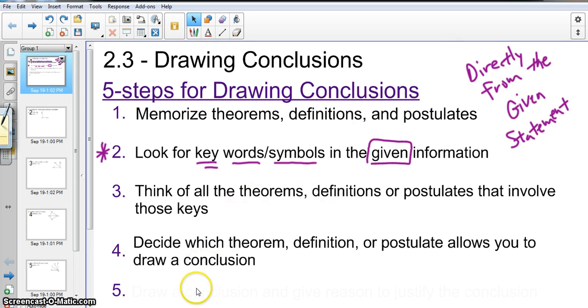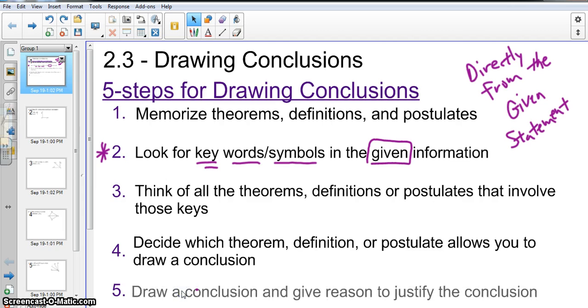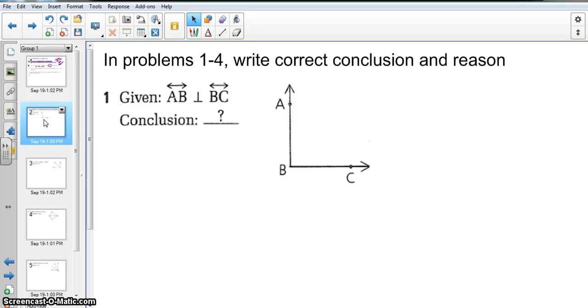And then last but not least, you want to draw a conclusion and give a reason to justify the conclusion. Please pause and make sure that you have all these 5 steps written down before you continue. Let's look at our first example. First, we want to read the directions. Problems 1 through 4, we want to write a correct conclusion and a reason. So we do not need to actually do a 2-column proof here.